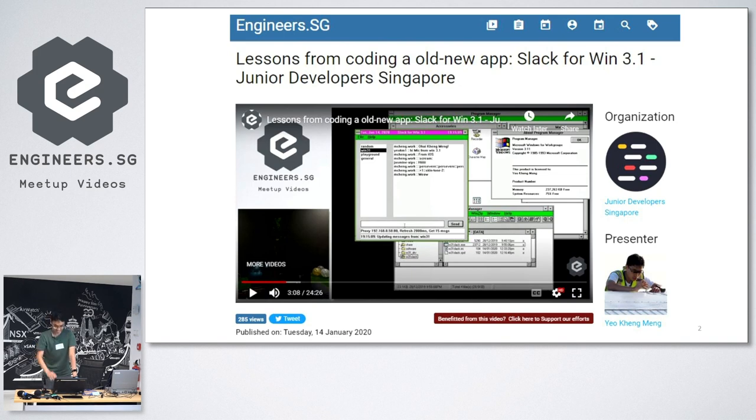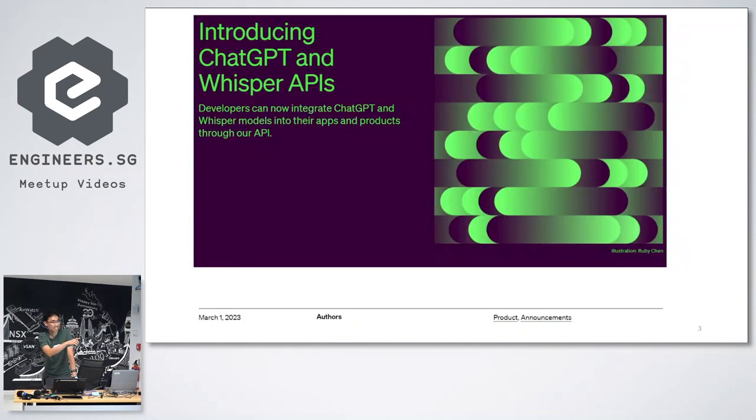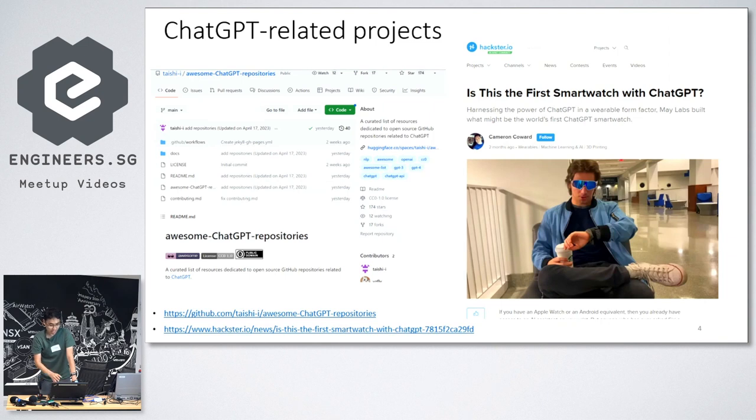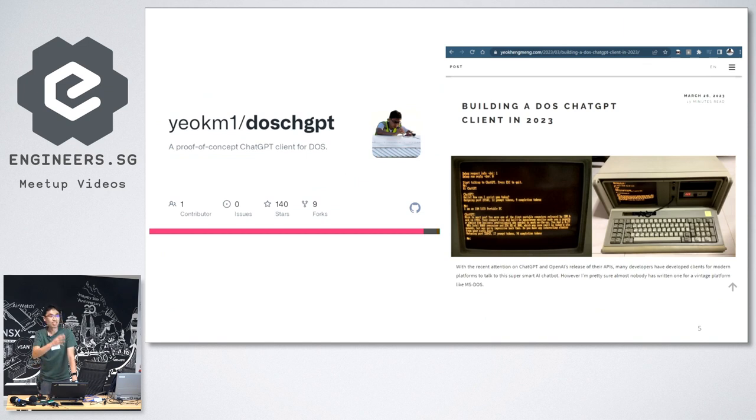3.1. Okay. So just last month, in March, ChatGPT released their APIs. Many people have written apps using those APIs. Someone has even created a smartwatch based on that. So I thought, since other people can do this, why can't I do something about it also? And I created a DOS client, okay?